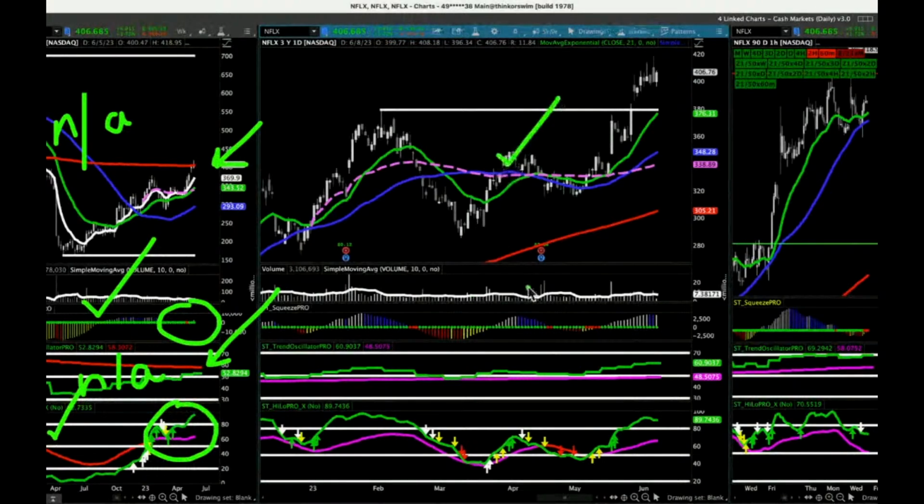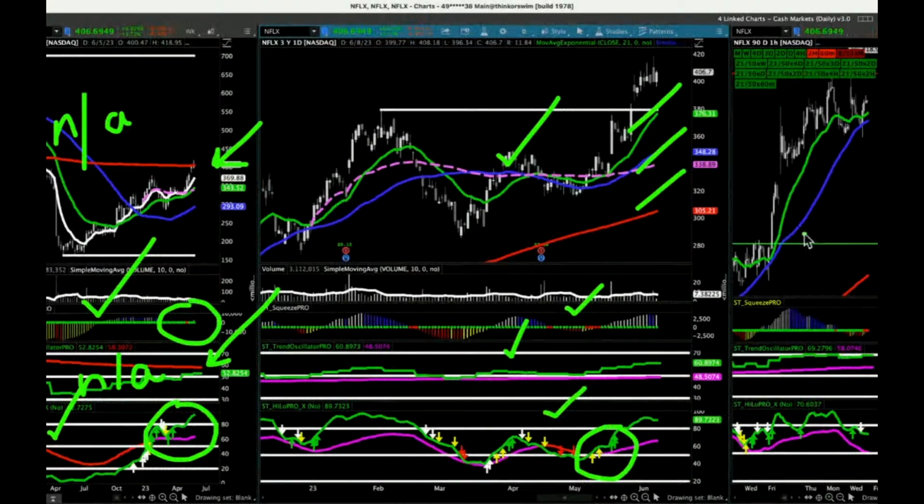Let's go to the daily. The daily price gets a check. Moving averages are stacked and angled. The squeeze, as it sits, it's fine. I'll still give it a check. The trend oscillator, green is above red, green is climbing. High-low pro, the last signals that you have, arrows, check.